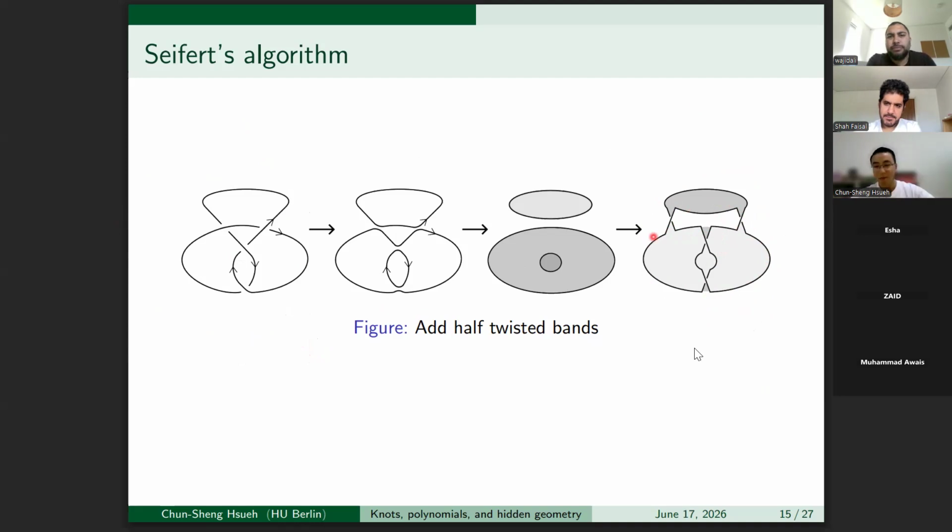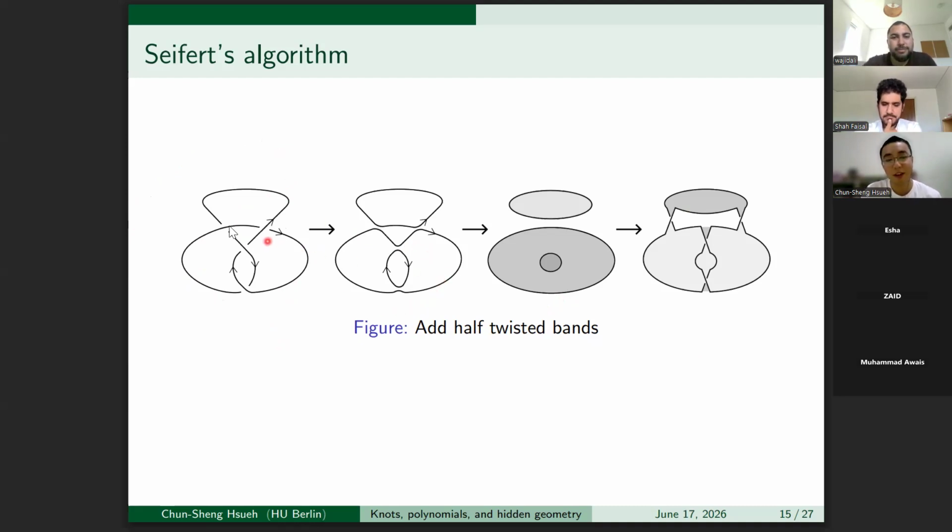Can you repeat how you then construct this surface? Very good question. Okay, so let me just repeat. We start with a diagram. You can choose any orientation, and we do this smoothing operation.